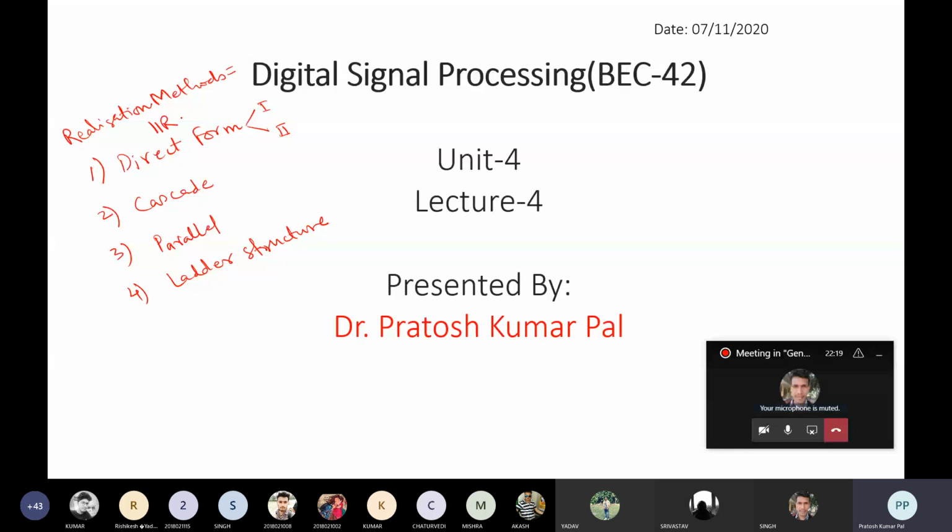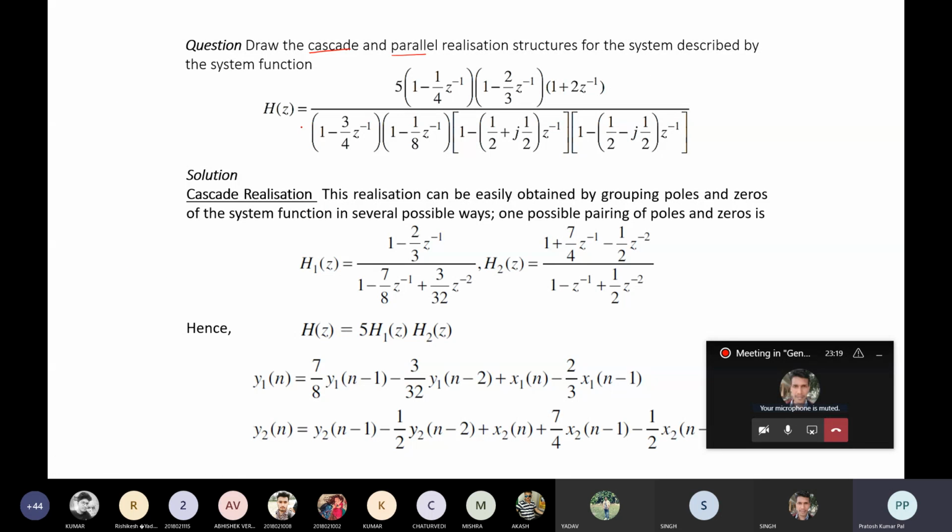Basically for IIR systems. So first of all, we are seeing the IIR system realization, and then in the second part we will be seeing the FIR system realization. So in the previous class, cascade and parallel realization we have seen. So now there is a question. We will see a question.